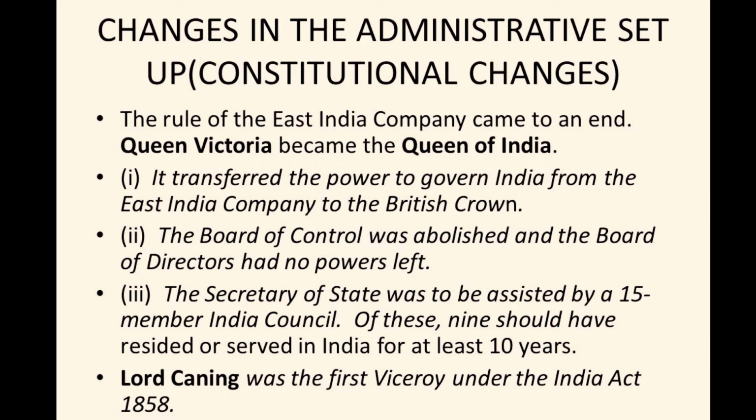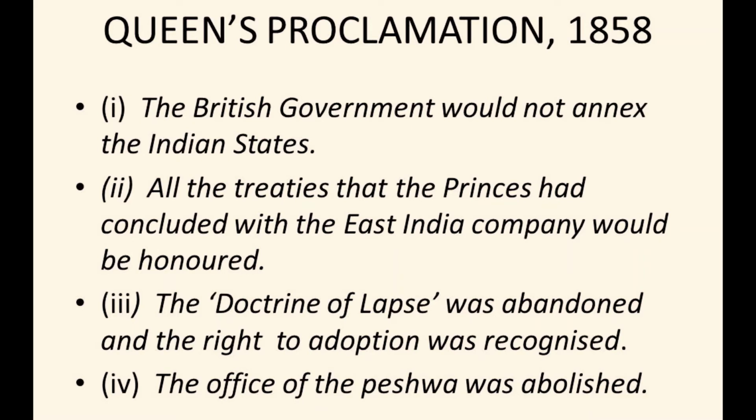Of these, 9 should have resided or served in India for at least 10 years. Lord Canning was selected as the first Viceroy of India under the Act of 1858. Now let us learn about the Queen's Proclamation of 1858. The British government would not annex the Indian states. All the treaties that the princes had concluded with the East India Company would be honored.